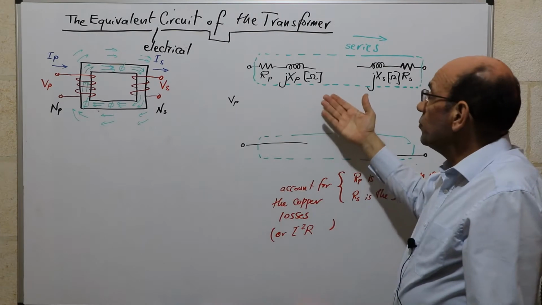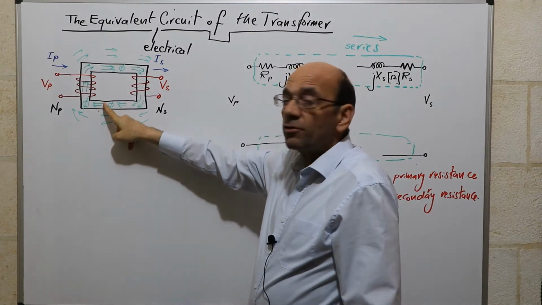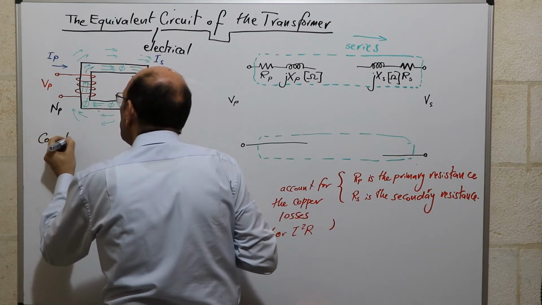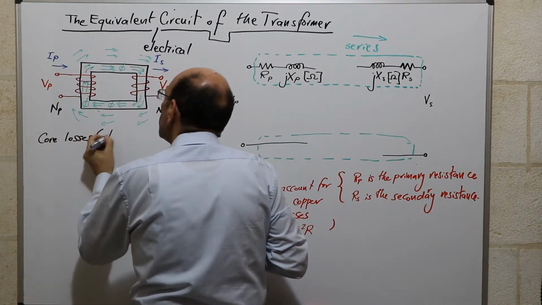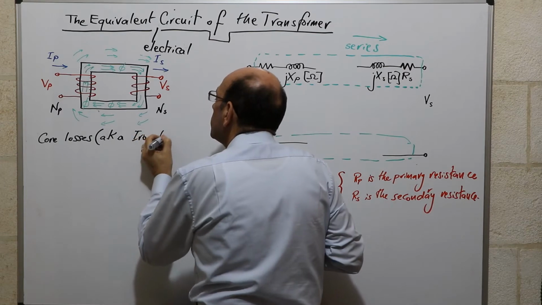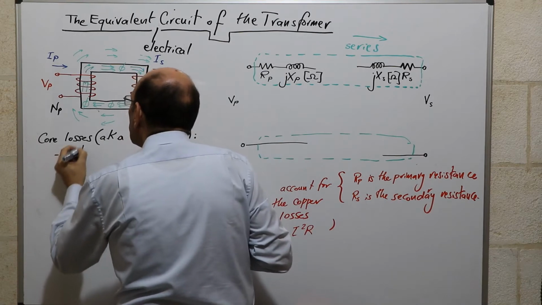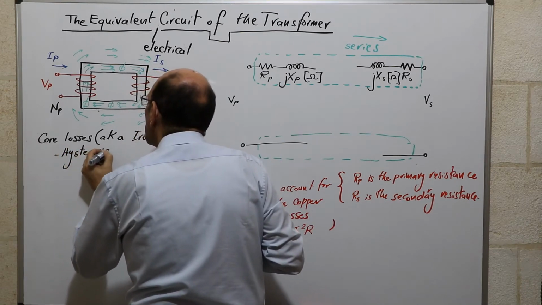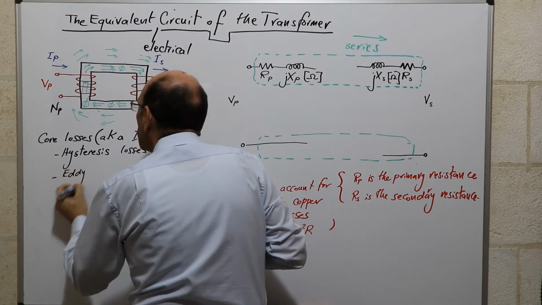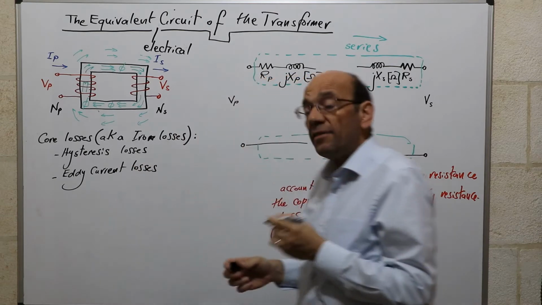The next step would be now to identify the other components. And if we look down here, we also have losses in the core. And the core losses are made up of two parts. So the core losses, also known as iron losses, are made up of hysteresis losses and eddy current losses. And these are true losses.